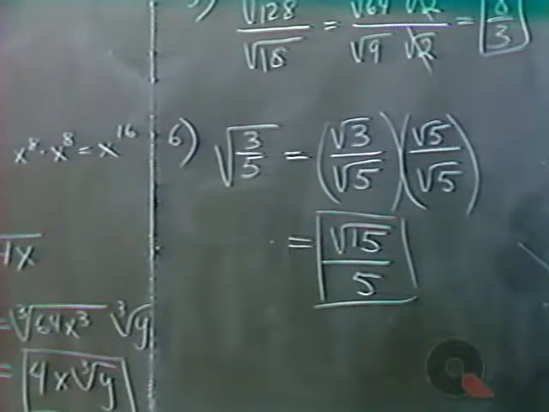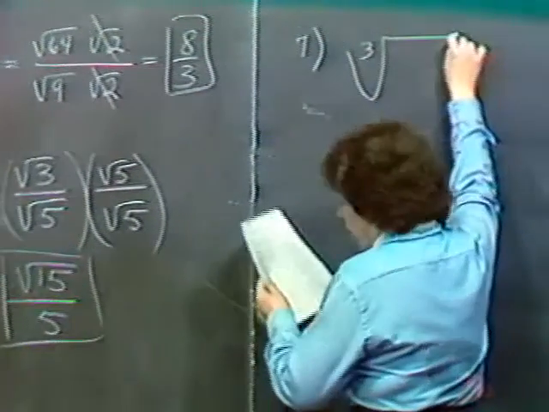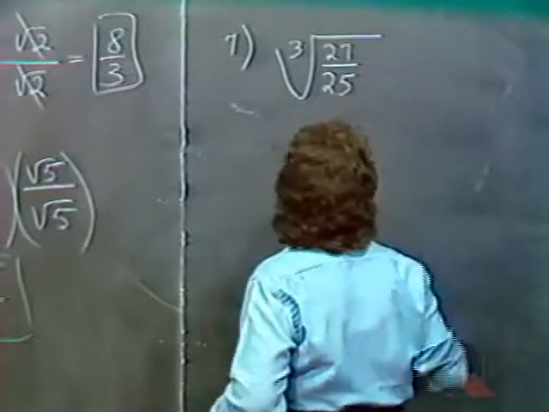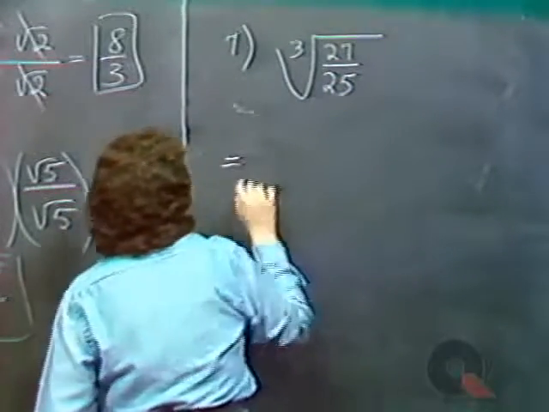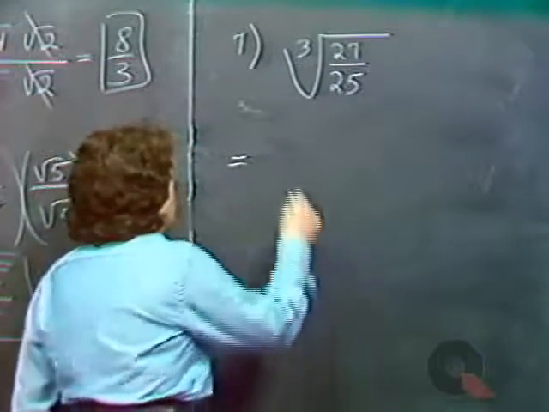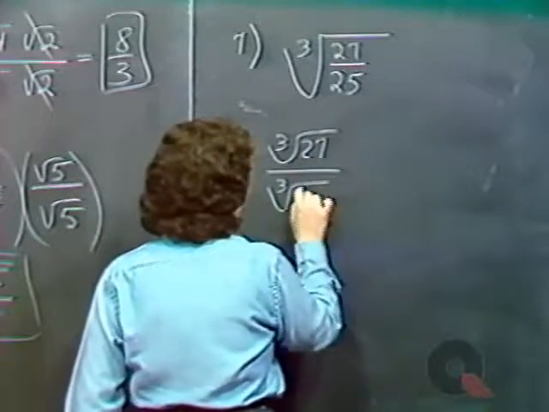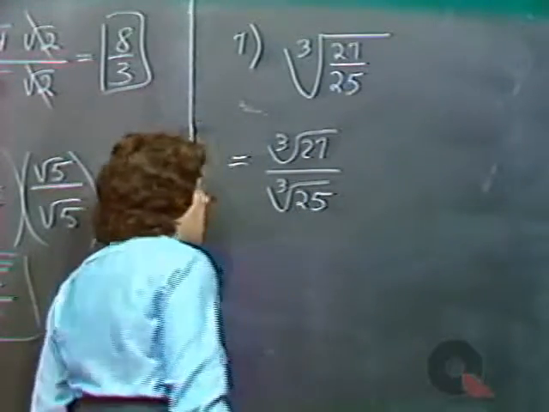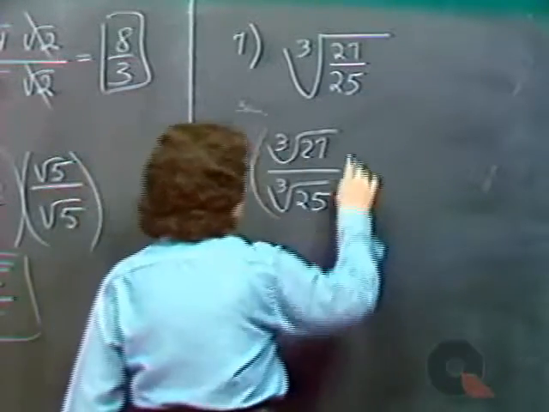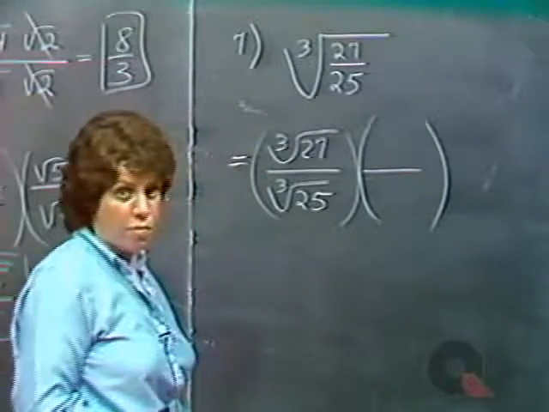In problem number 7, we have the cube root of 27 over 25. We have a fraction under the radical sign. So we'll take the cube root of the numerator, divide by the cube root of the denominator. Now, once again, we have to get rid of the radical in the denominator, so we have to multiply top and bottom by something so that we eliminate that radical.